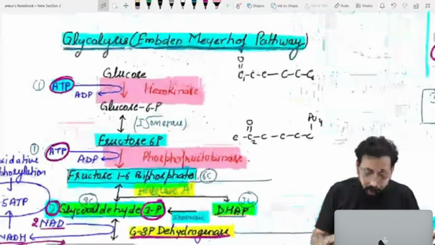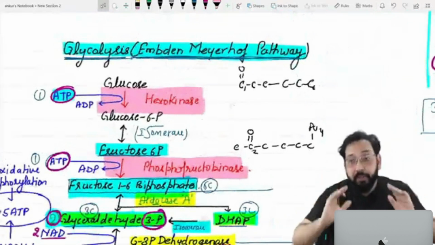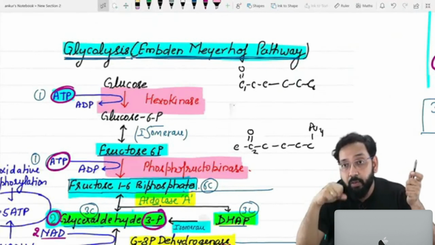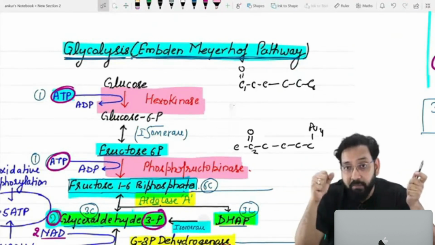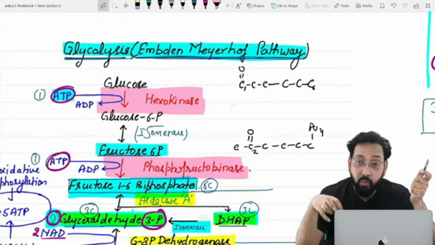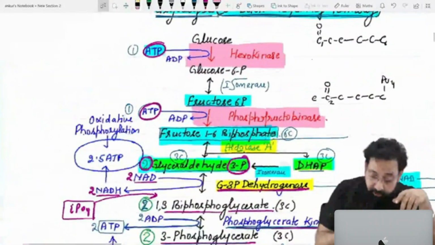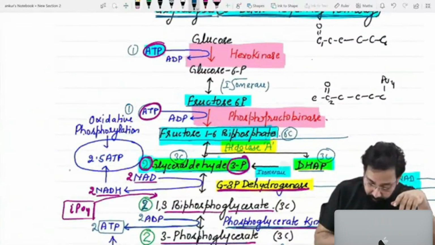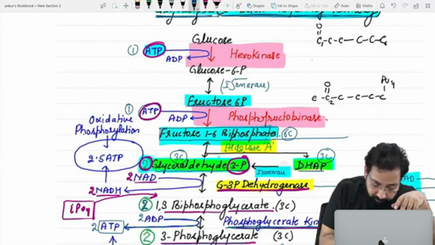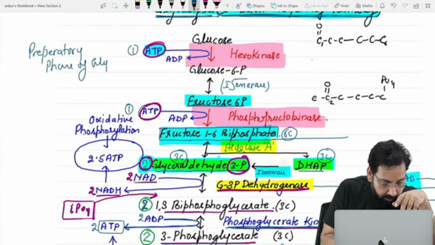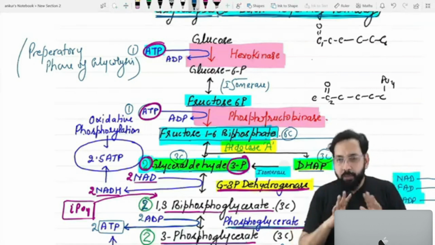Okay, yes. So we said that initially we utilize energy in glycolysis, just like you are preparing, you have invested. In the same way, glucose is investing. That's why it is called the preparatory phase of glycolysis. Up to this point, we say the preparatory phase of glycolysis. Okay, no mnemonic is required.